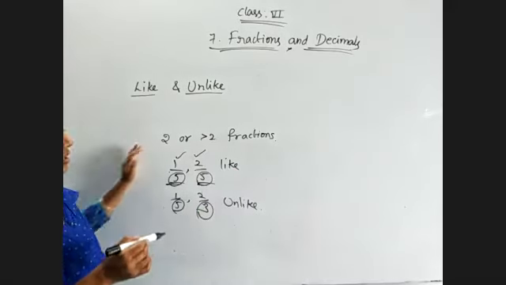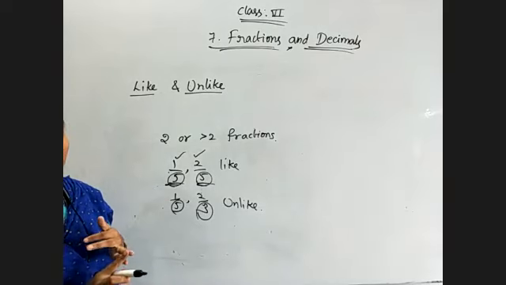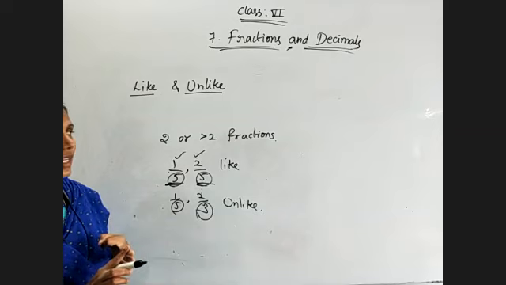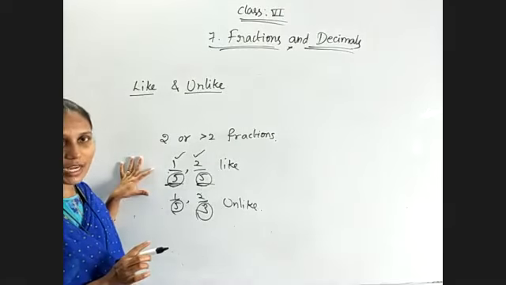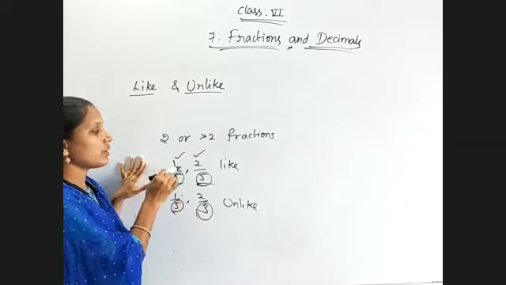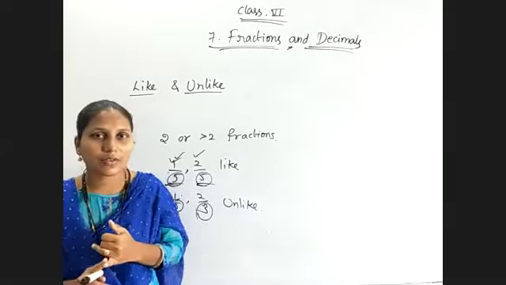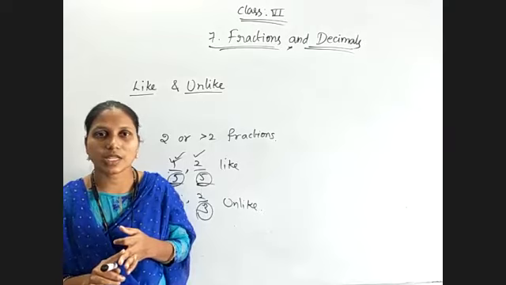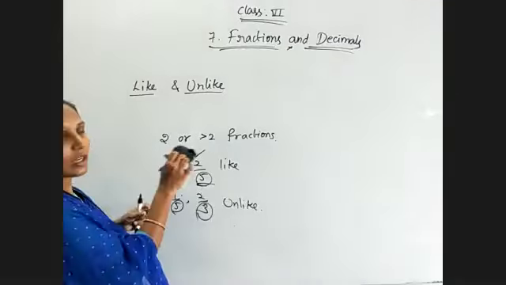So why are we taking a group of fractions? To apply the mathematical operations on fractions, that means addition, subtraction, multiplication, and division. To perform all those operations on fractions, we need to take like fractions and unlike fractions. If the question is given with unlike fractions, we must convert them into like fractions. For that, we are using equivalent fractions and LCM and cross multiplication. So I hope it is very clear.